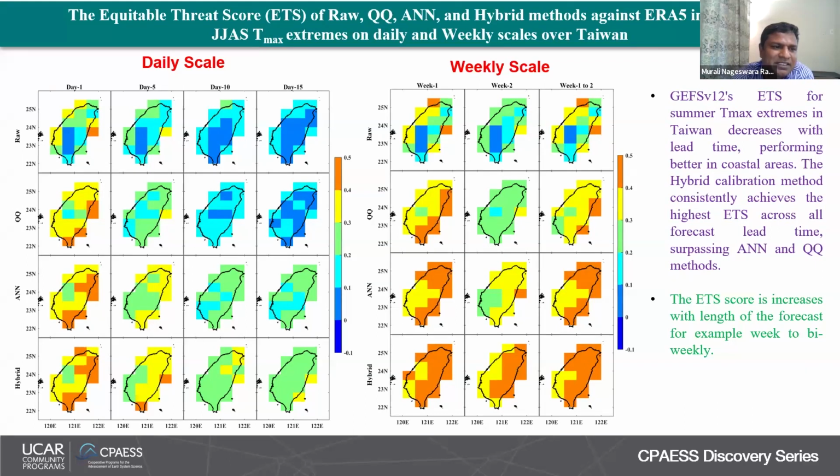But compared with the raw model product, there is a lot of improvement in all the calibration methods. Among the methods, the ANN is better than the QQ, and the hybrid method outperforms both the ANN and the Quantile-Mapping method. The similar way you can observe for the weekly case also. Compared to the day-to-day scale, at the weekly scale the skill scores are better for all the cases. So consistent skill can be observed for week 1, week 2 in the hybrid method when compared with the other two methods.